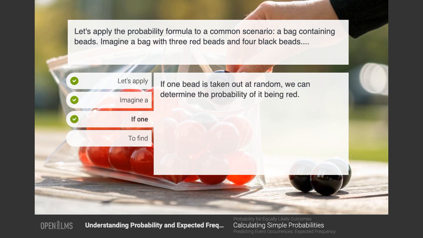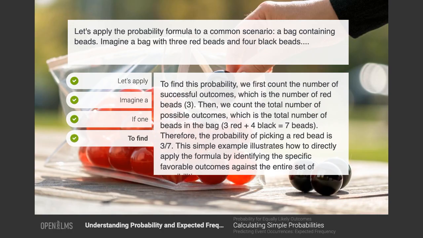If one bead is taken out at random, we can determine the probability of it being red. To find this probability, we first count the number of successful outcomes, which is the number of red beads, 3. Then, we count the total number of possible outcomes, which is the total number of beads in the bag. 3 red plus 4 black equals 7 beads. Therefore, the probability of picking a red bead is 3/7. This simple example illustrates how to directly apply the formula by identifying the specific favorable outcomes against the entire set of possibilities.